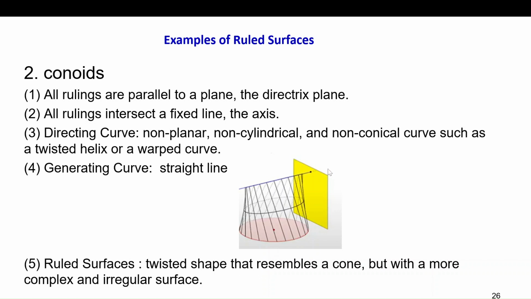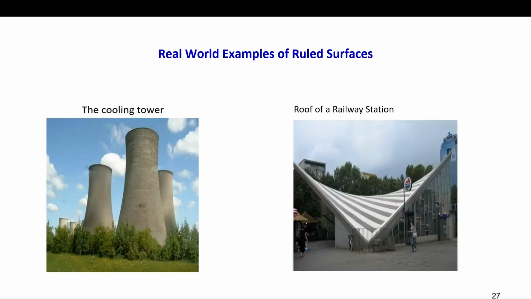And these rulings are parallel to a plane, and the twisted shape that resembles a cone but with a more complex and irregular shape is the conoid. So here the generating curve is a straight line again. And these are some real world examples of ruled surfaces: the cooling tower, which basically represents a conoid, and the roof of a railway station.